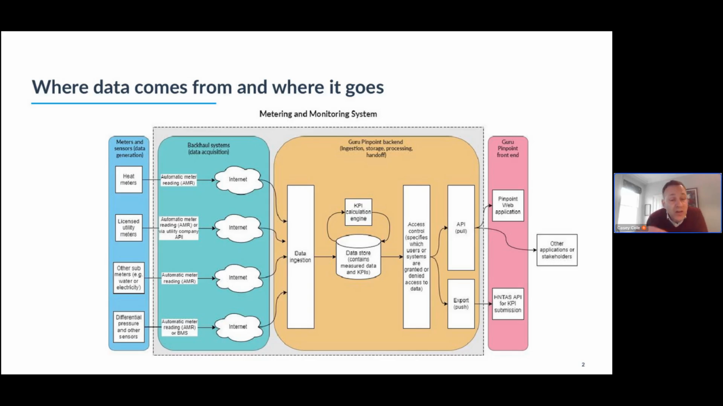In the case of submeters, it's probably automatic meter reading or AMR. And in the case of some other metrics, we may have to pull them directly from the BMS or from other sensors on site.